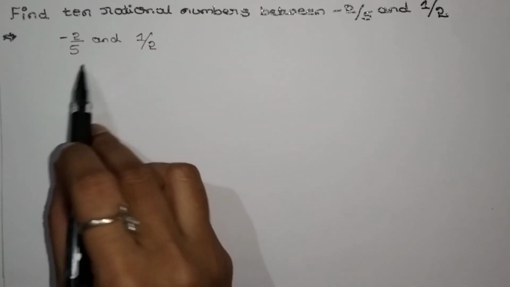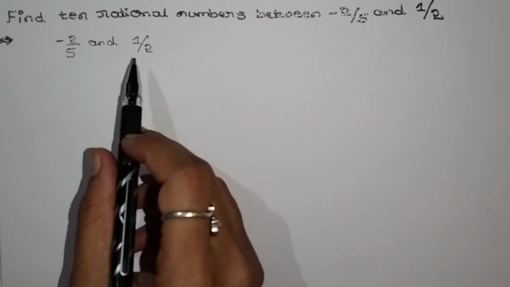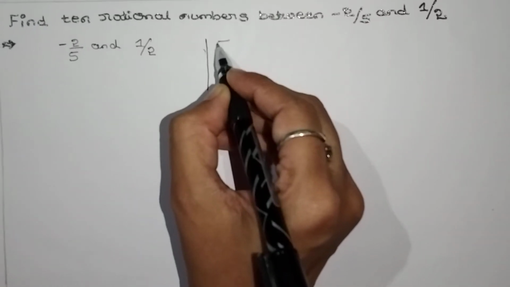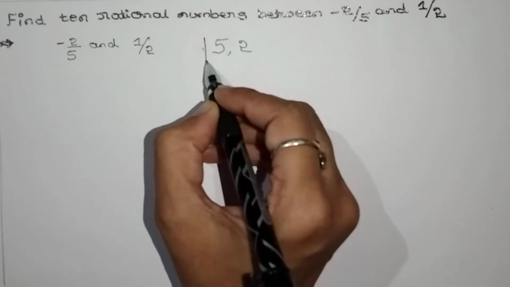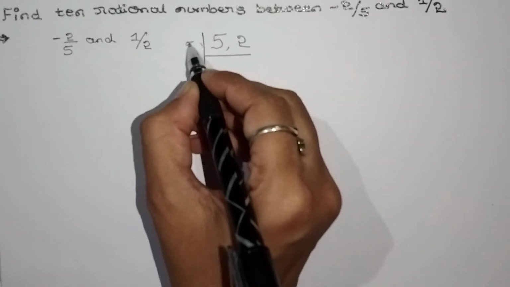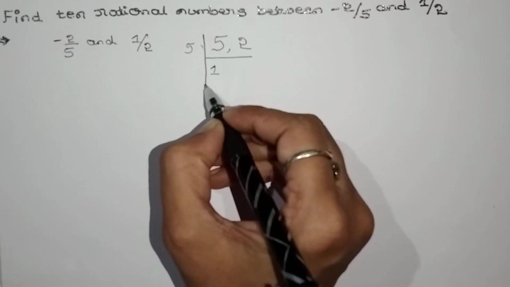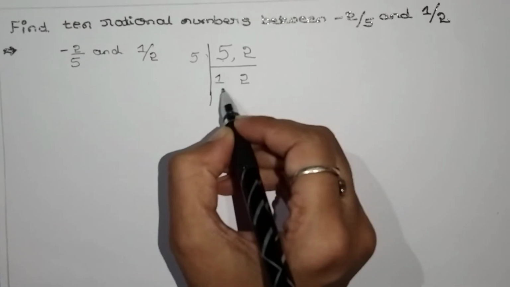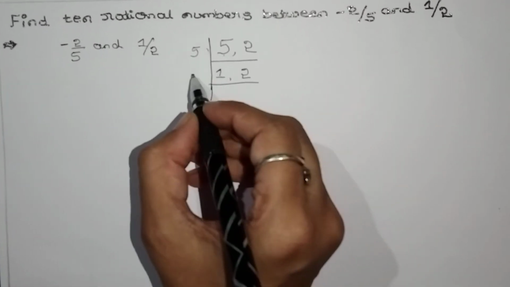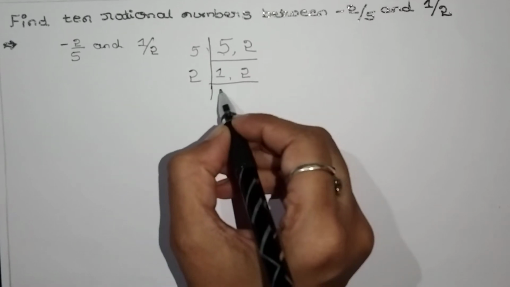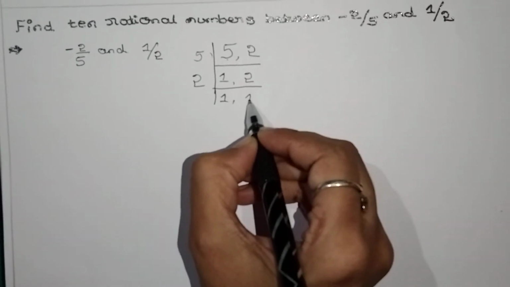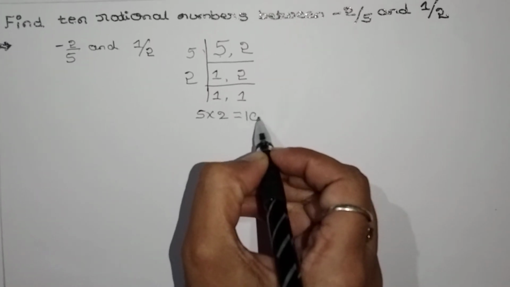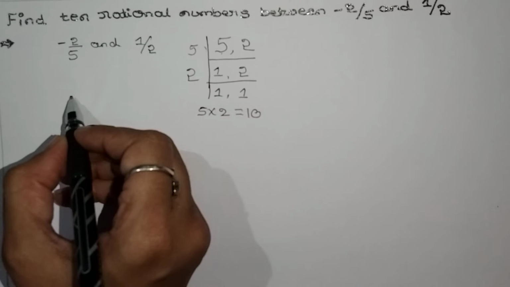Here denominators are different, so in that case we have to take the LCM of 5 and 2. Both 5 and 2 are prime numbers, so when we take the LCM of prime numbers we get the product of those prime numbers. 5 into 2, we get the LCM 10. So here we got the LCM 10.